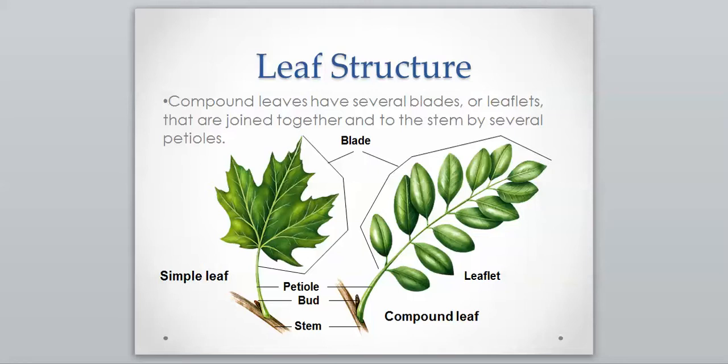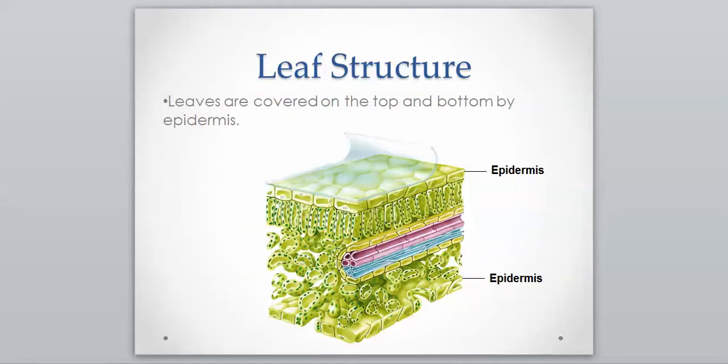We have a bud growing right close to where it meets the stem, and then the stem as well. So leaves are covered on the top and bottom by epidermis. Remember, we said epidermis is the outer covering. This picture right here is a cross section of a leaf. You can see we have the same types of cells on top as there are on bottom. Those are called epidermis. And then the epidermis of many leaves is covered by the cuticle.